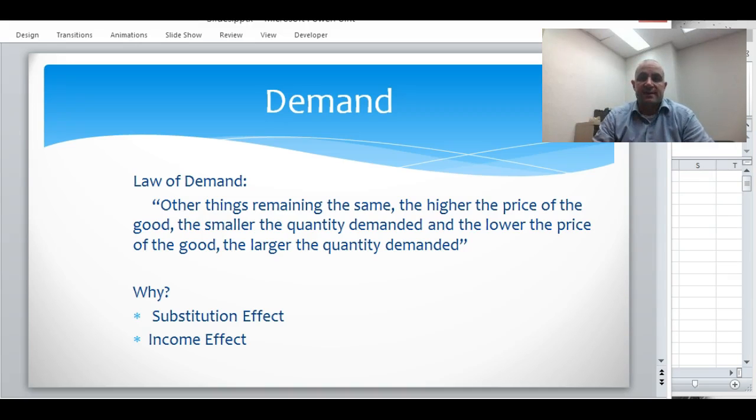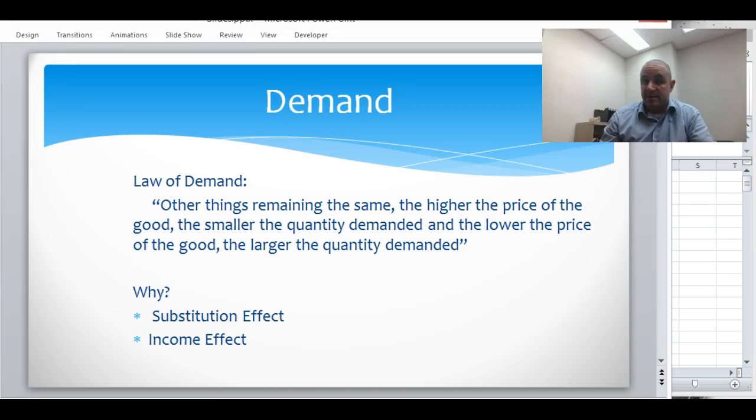The substitution effect explains the law of demand by basically saying that as the price of a good goes down, it becomes relatively less expensive compared to other goods, and so you're going to substitute some of those other goods for this good. And so for the example with apples and oranges, if the price of an apple goes down, relatively speaking, an apple is becoming less expensive.